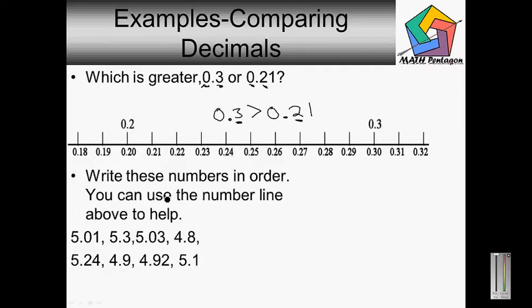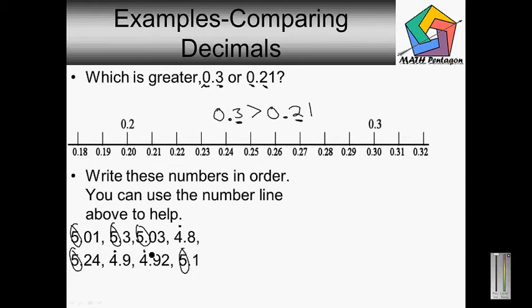Okay, our next question is asking us, write these numbers in order. You can use the number line above to help. So I want to start out with decreasing order to increasing order. So you would look first at the numbers before the decimal. Here we have 5 here, 5 here. Oh, we have a 4 here. Let's keep a dot on top of that. 5 here. We have a 4 here, and a 4 here, and a 5 here.